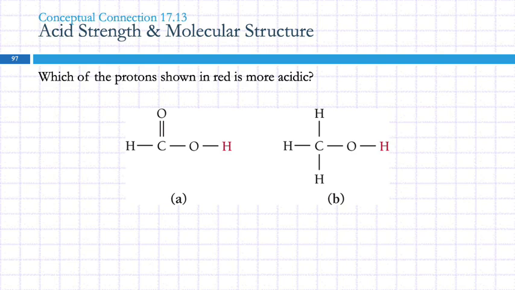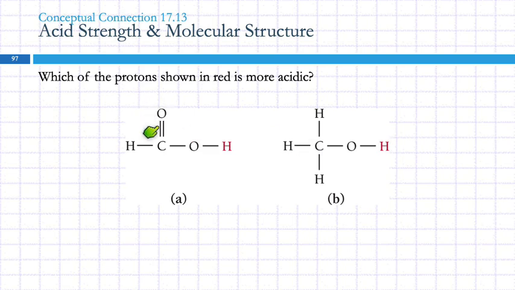Which of the protons in red is more acidic? More acidic means easier to fall off. Easier to fall off means, are we looking for the weaker bond or the stronger bond? The weaker bond. So we're going to see, well, what's going on here? Hydrogen and oxygen, that's the same. The next atom over is carbon. This one is also carbon. Nothing is different so far. Well, what's bonded to the carbon? This one has an oxygen. This one just has hydrogens.